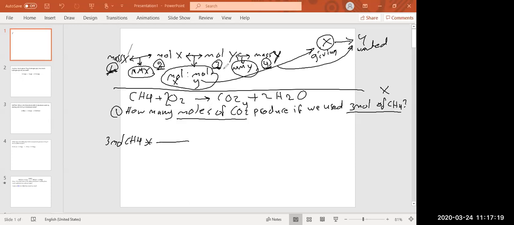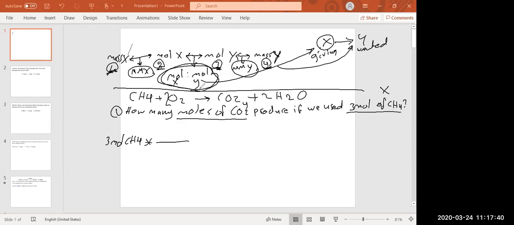They are asking for mole, so you are in step 3. They are asking for a mass or gram, you are in step 4. So here we start from 2, we need to go to 3 because they are asking for a mole of CO2. So to go from step 2 to step 3, we need to use the mole to mole ratio, which is this one, between X and Y.